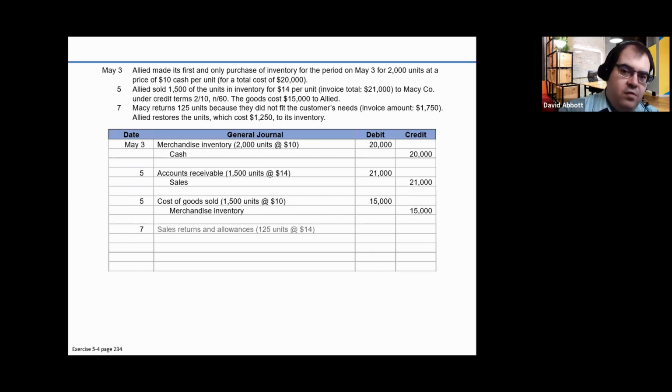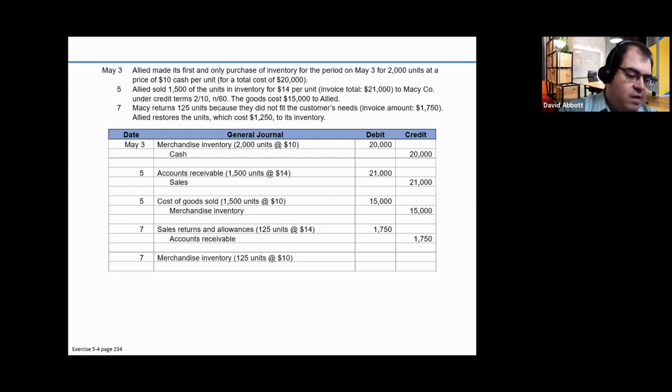So you have a debit for sales returns and allowances of $1,750, and then you'll credit accounts receivable for $1,750. So you're accounting for the fact that you made this return. And remember that sales returns and allowances is a contra account to your sales. So you'll debit that, and then you'll credit the accounts receivable again to reduce the amount that you expect that you'll collect. And then you'll add those back to your inventory.